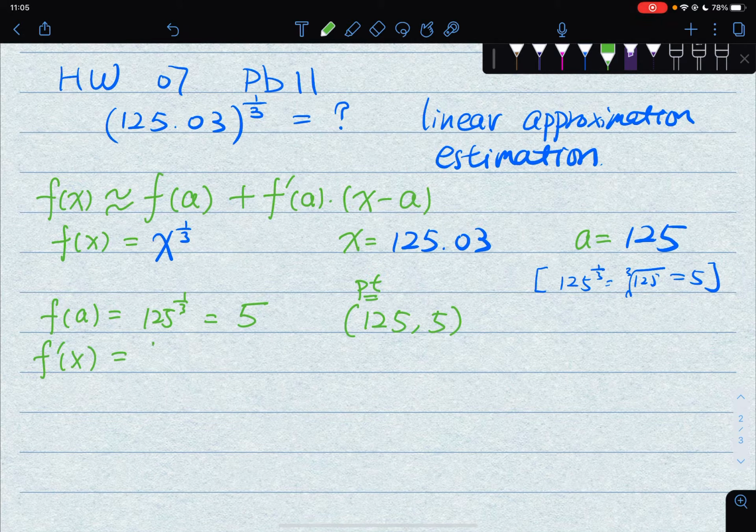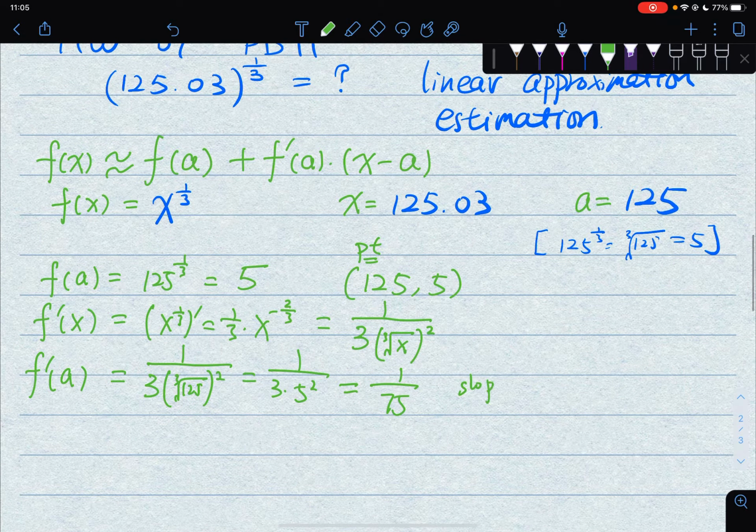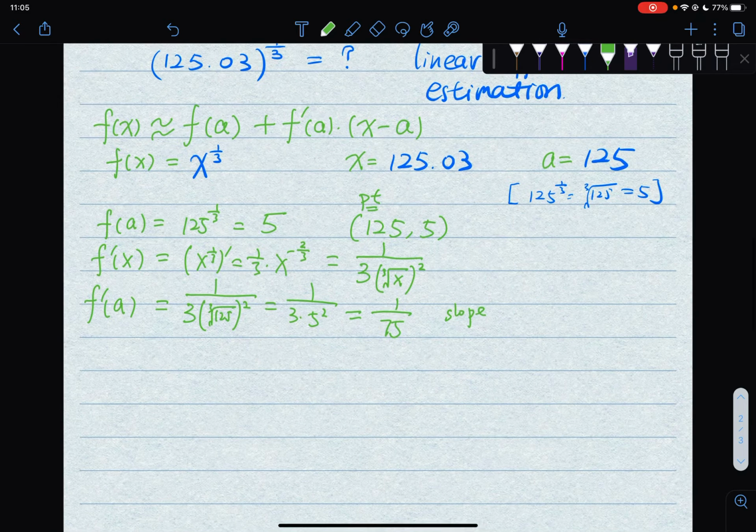The derivative is the derivative of x to the 1/3, which is 1/3 x to the negative 2/3, which is 1/3 times the cube root of x, and then squared. Therefore, f prime of a is 1/3 times the cube root of 125, which you know is 5 already, squared. So it's 1/3 times 5 squared, so 1/75. So you know your slope, you know your point. It's quite easy how to put things together.